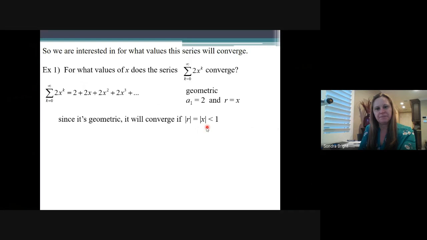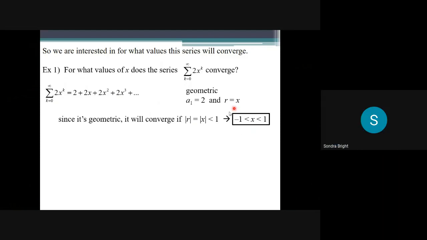Do you remember how to remove absolute value symbols? This means that it's between -1 and +1. These are the values where the series converges, when x is between -1 and +1.